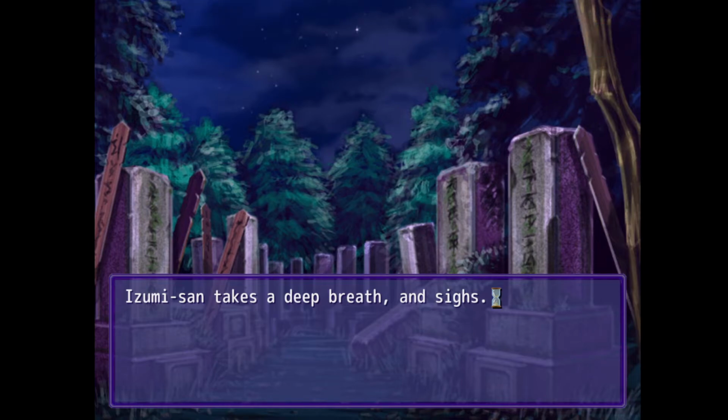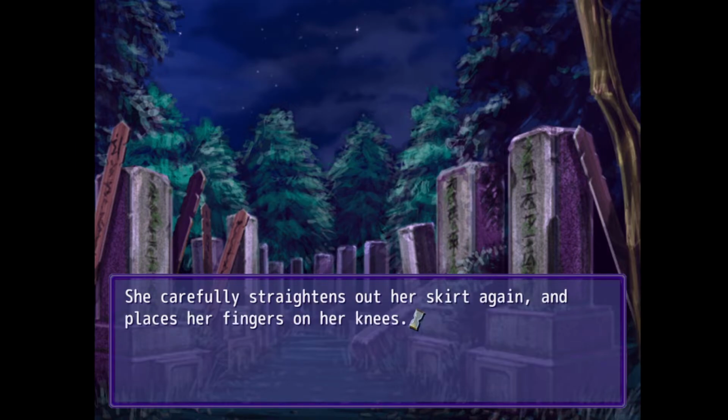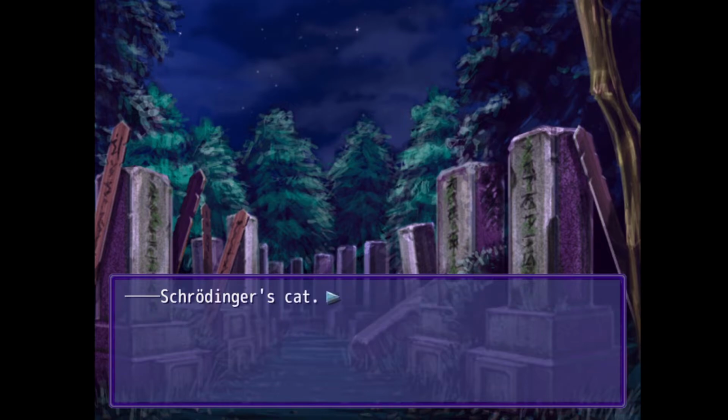So basically they're saying that Jesus willed God into existence. Okay, let's just go on. Izumi-san takes a deep breath and sighs. She carefully straightens out her skirt again and places her fingers on her knees.